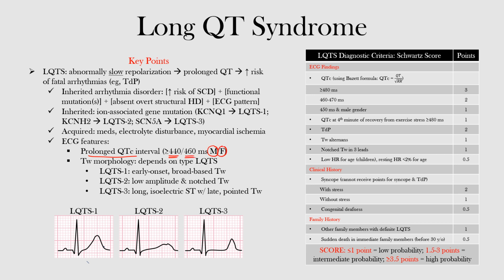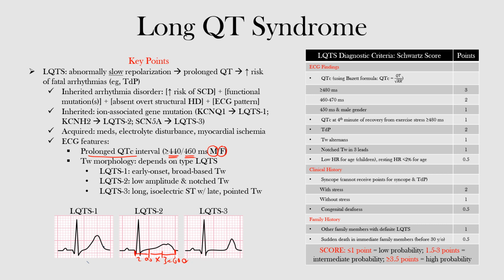So let's take a look at these here, just as an example. If we look from this point here up until this point here. Remember that 5 small boxes represents 200 milliseconds. So if we have one here, that's 5 small boxes, and then we have another 5 here and another 5. So there's about 15 small boxes. If you imagine each one is 200 milliseconds times 3, we can see that 600 milliseconds is that QT interval. So whether it's male or female, that's a prolonged QT interval.